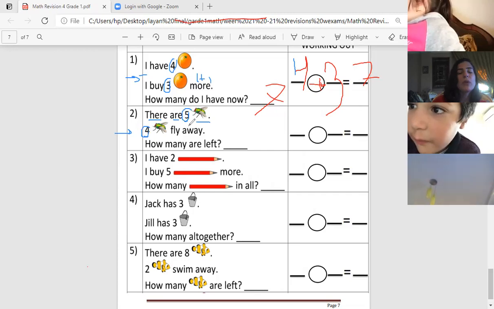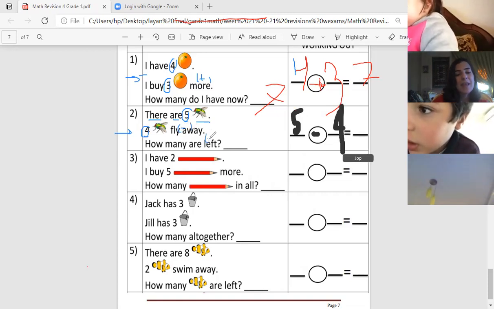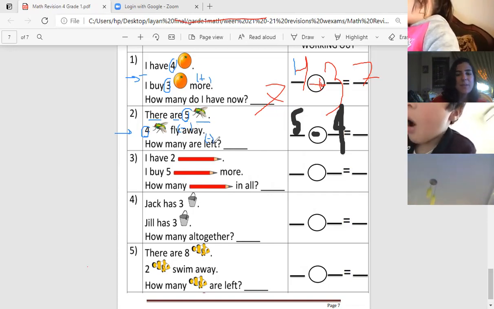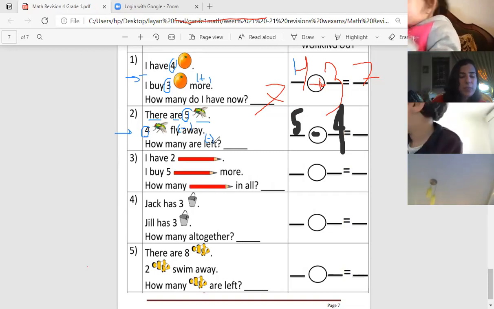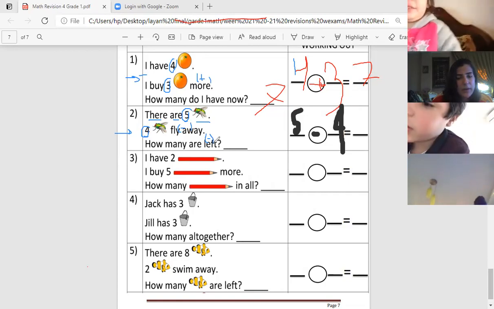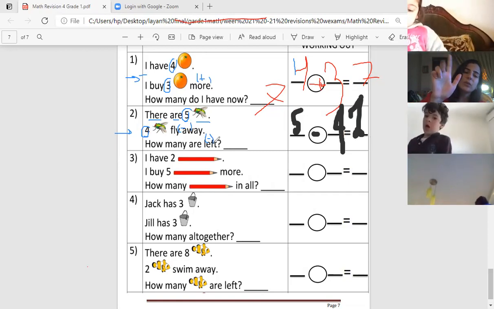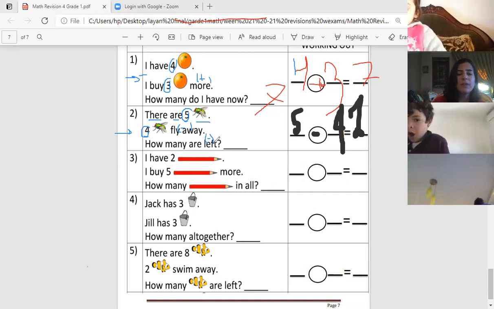Yalla. So the words flew away, fly away, showed me that this is subtraction. Okay. And the word left means I was subtracting. You must tell me: 5 minus 4. Excellent. So I have 5 flies minus 4. 1, 2, 3, 4. So I still have only 1 fly. Thank you, Jad.